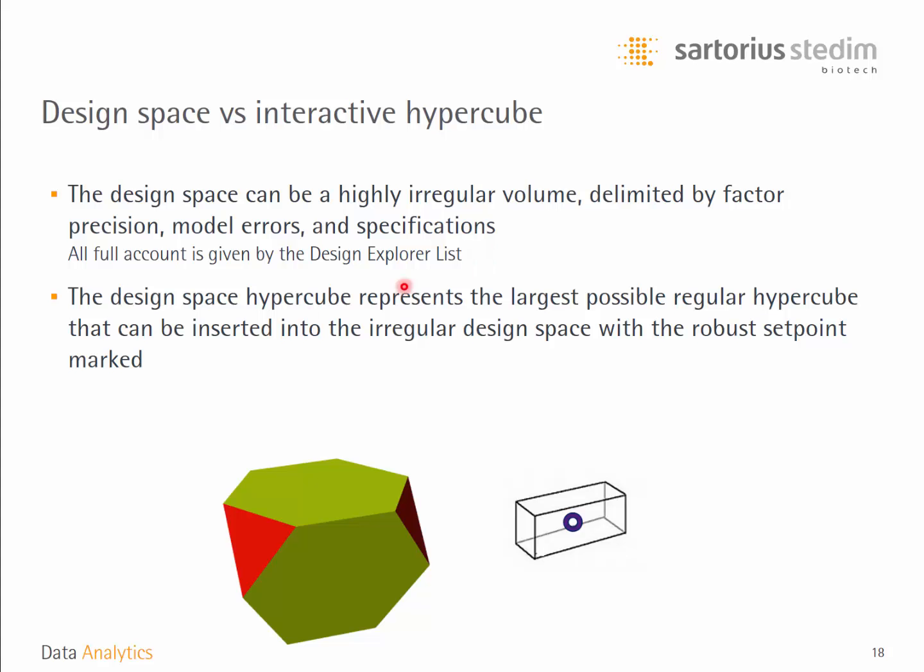And we also discussed that a full account is possible to obtain through what is called the Design Space Explorer list. We also have seen that inside the main output tool, the Design Space Explorer tool, there is a plot where inside the irregular green area or volume we are also inserting a hypercube that is indicated by a dotted line. And this design space hypercube then represents the largest possible regular geometrical structure that we can insert into the irregular design space. And then we have the robust set point marked, and it is at the center of gravity of that regular hypercube. So just a little clarification.